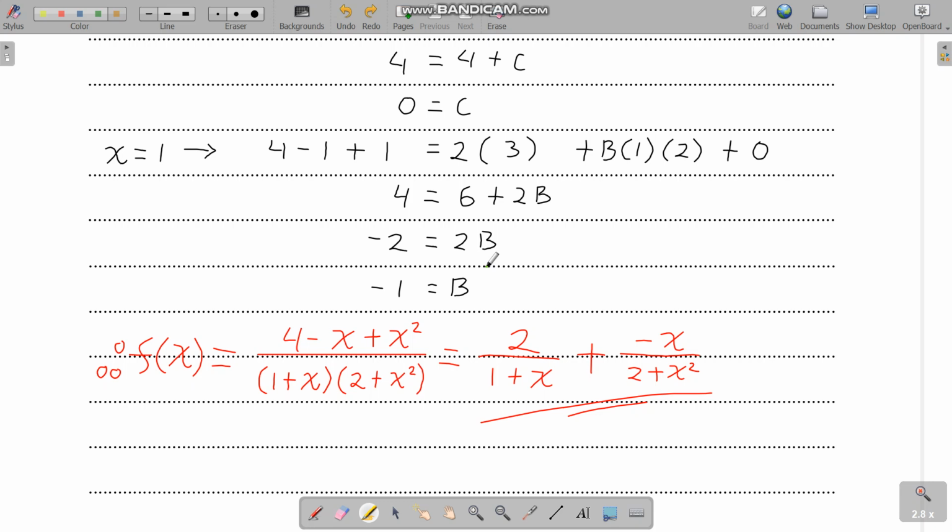So therefore, the final answer is, this is the a, the b is minus 1, the c is actually 0. So this is the final answer.